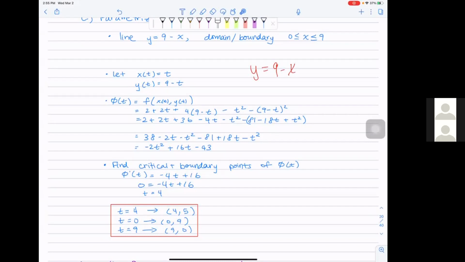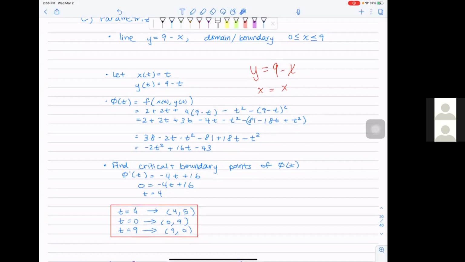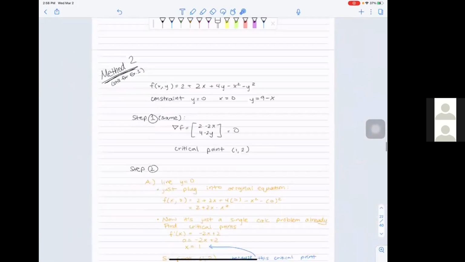If you're thinking of x equals x, then this itself is its parameterization. Yes. So I just called it t so that you can recognize that we're parameterizing this as our new variable. Okay, so let's do the second example then.